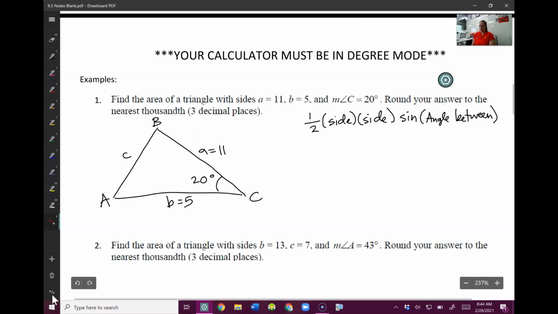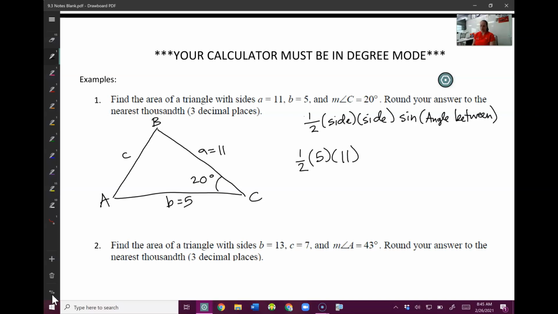So, we check. I have a side, I have a side, I have an angle between those two sides. Sweet. I have everything that I need to know. So that means I can just plug it in. 1/2 times the side, times the side, and it doesn't matter which one you put first. Sine, it's always sine of the angle between those two sides.